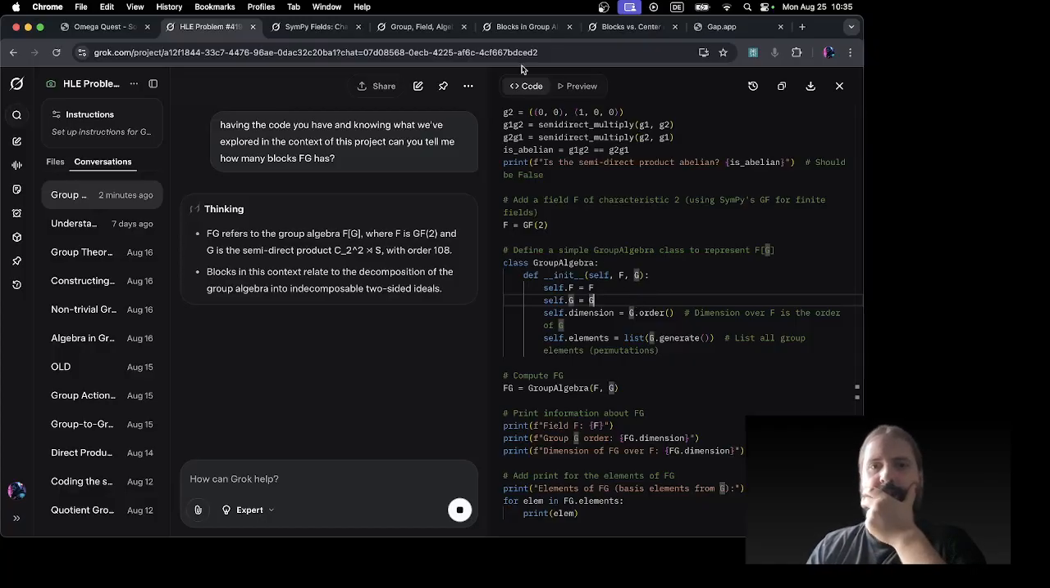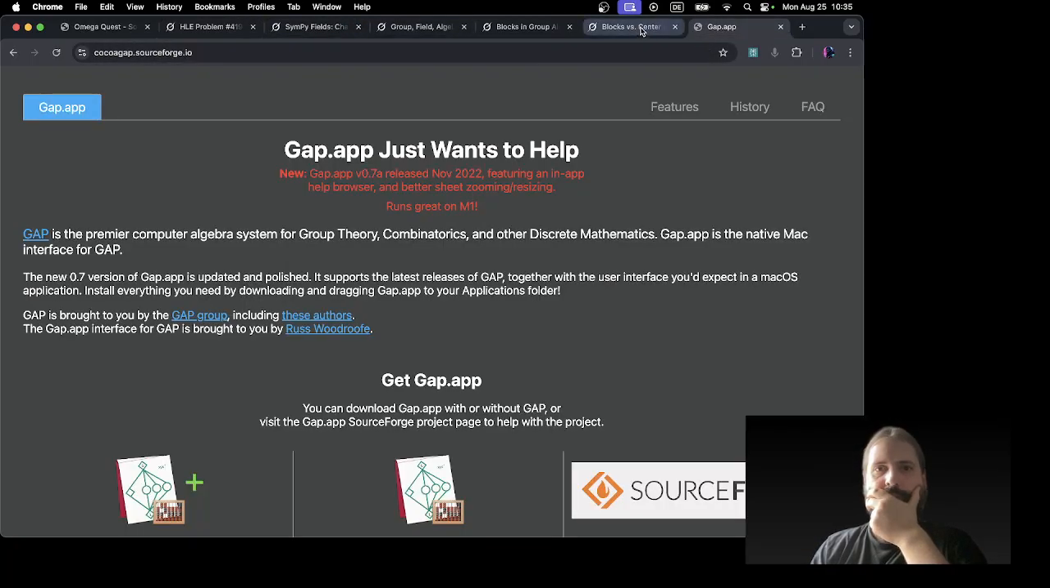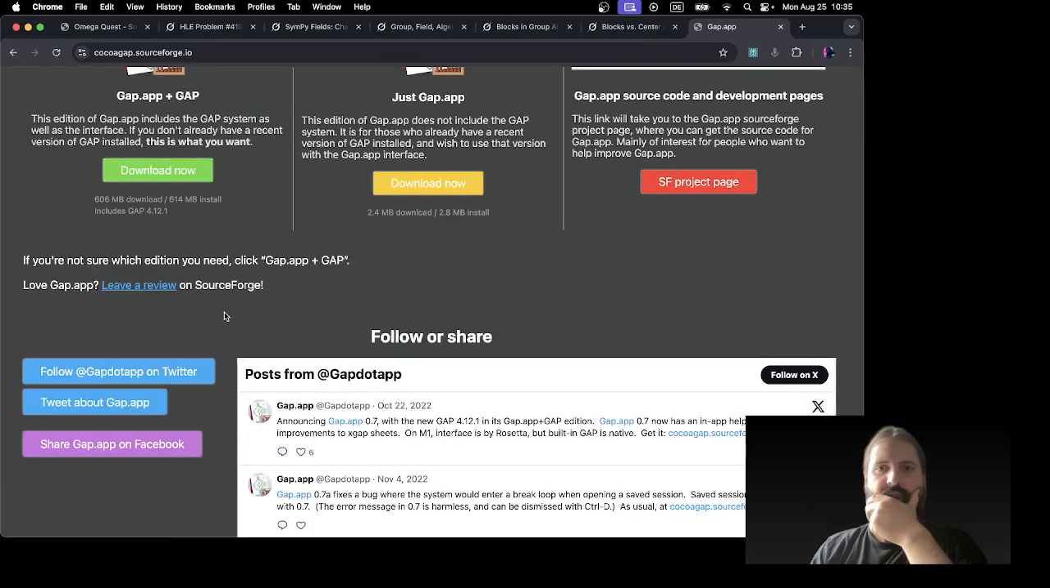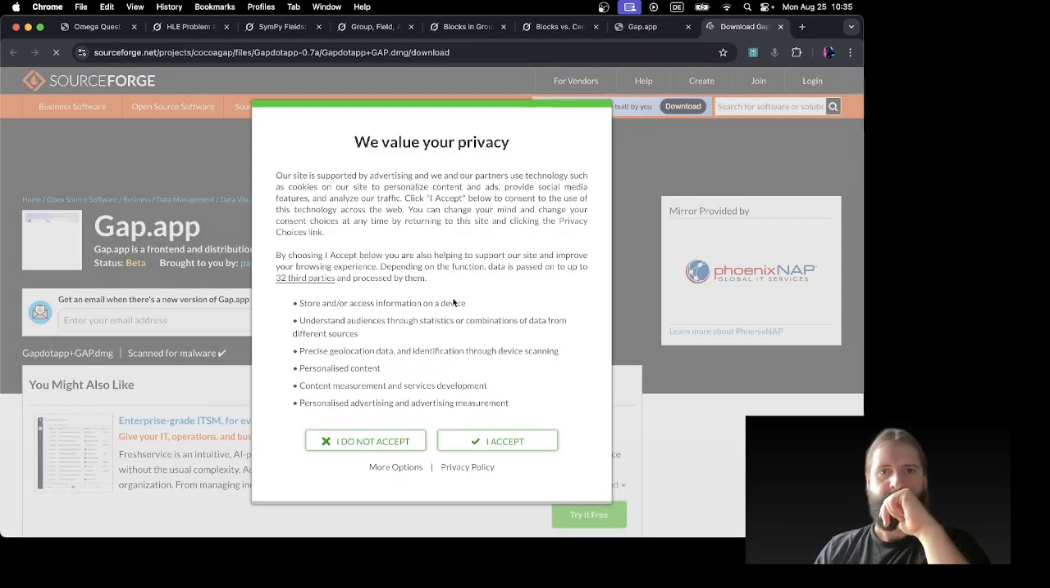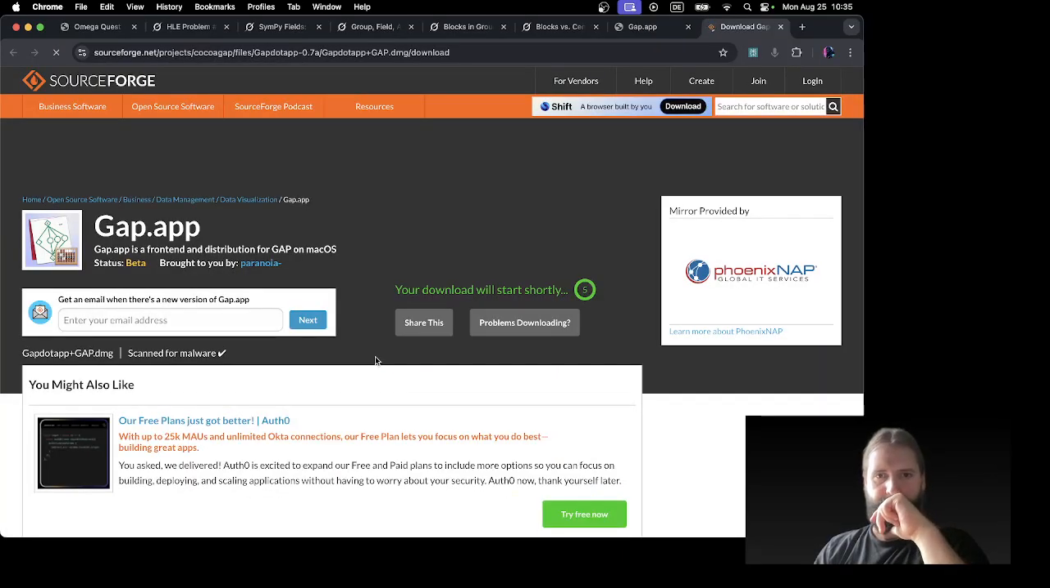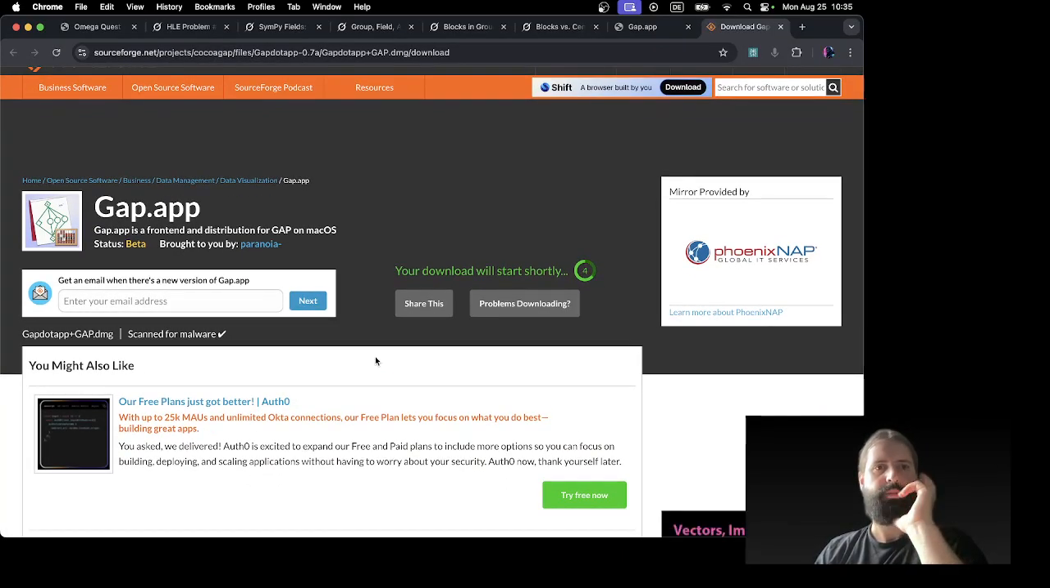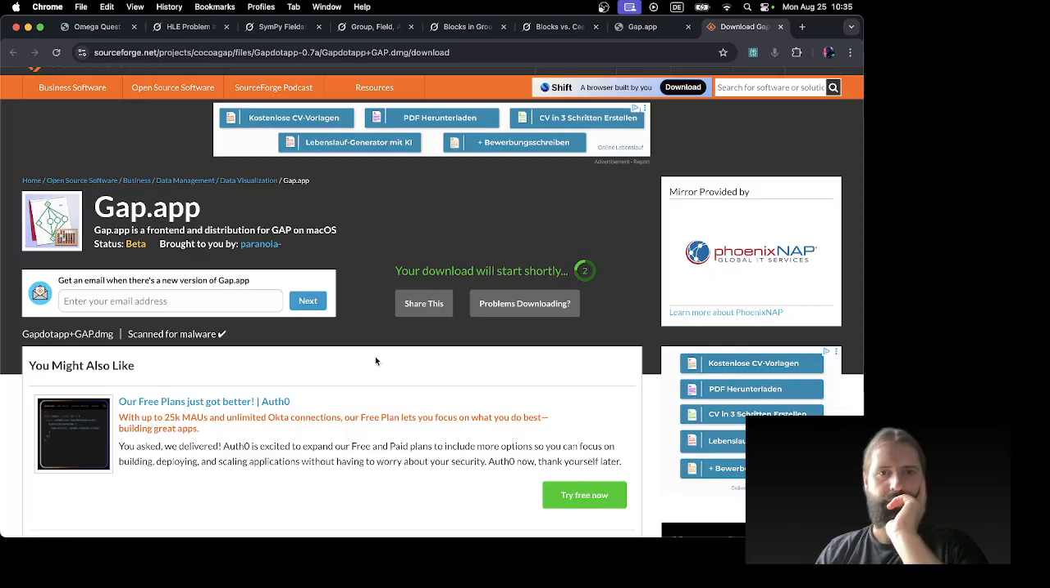But yeah, while it's thinking about this, GAP. How do I install this? Download GAP, the app plus GAP. Okay, great. I can just download that. Now accept. Status beta.